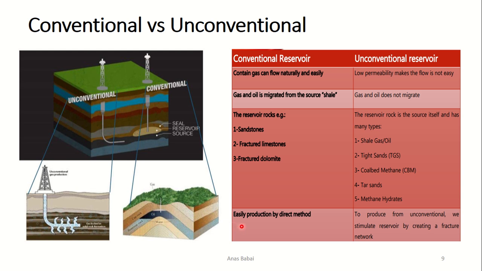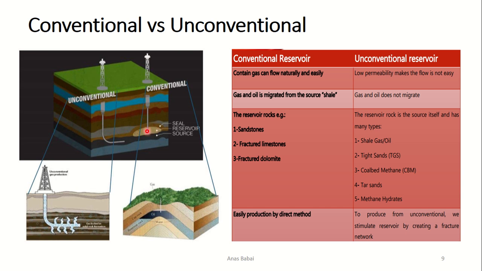Conventional reservoirs are easily produced by direct methods. So once you finish the drilling, you can easily produce by the reservoir pressure, or maybe artificial lifting, or in an advanced stage you can go for IOR and EOR methods. But in unconventional reservoirs, we stimulate reservoirs by creating fractures. So this is the conventional reservoirs.